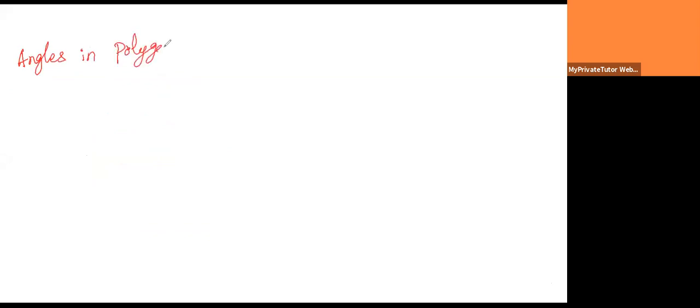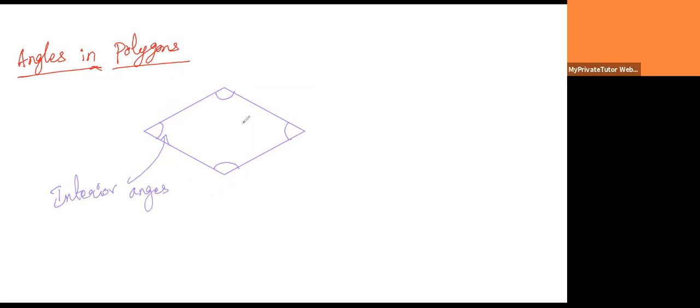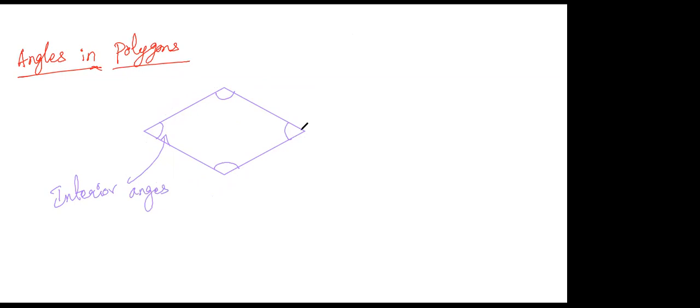Okay, so you can take any of the shapes. Let's take a triangle or a diamond in this case, for example, like this. In this diamond, this shape has four sides and four angles. The angles which I have marked inside the diagram are called interior angles. So these are interior angles. I hope you know that, right? Interior angles.